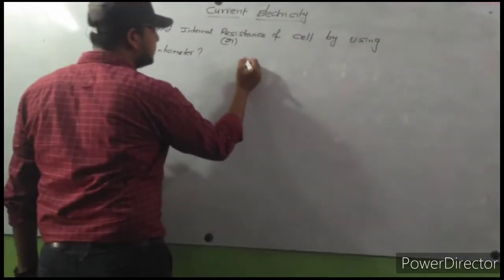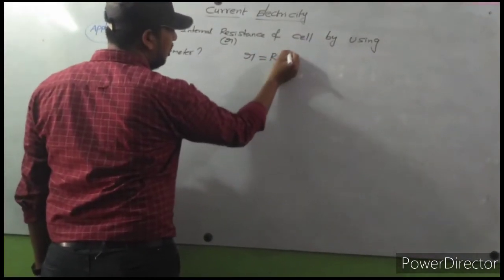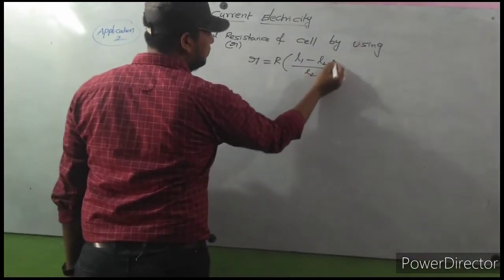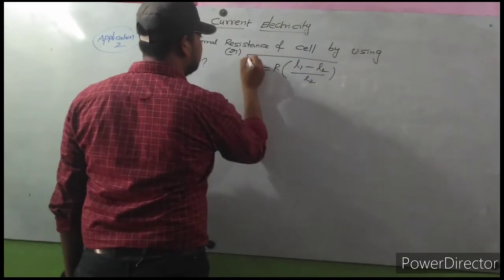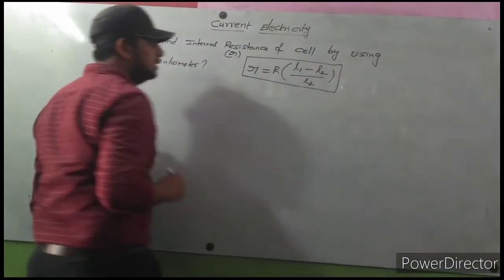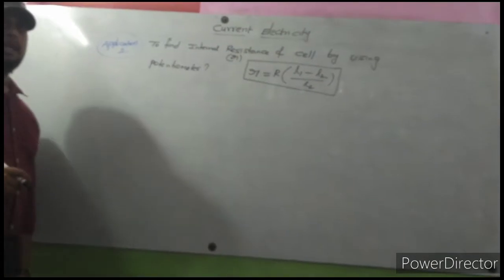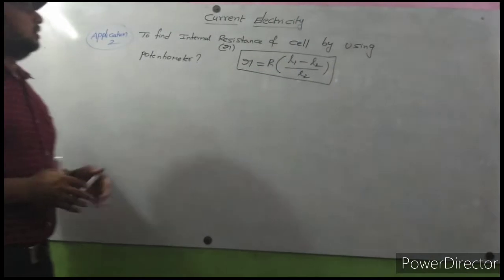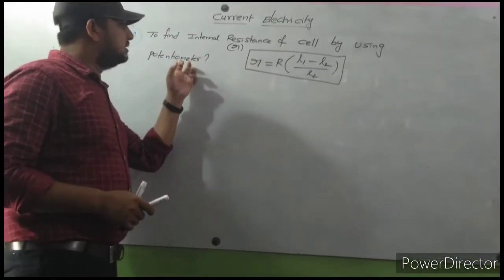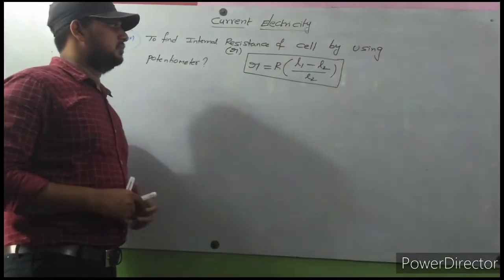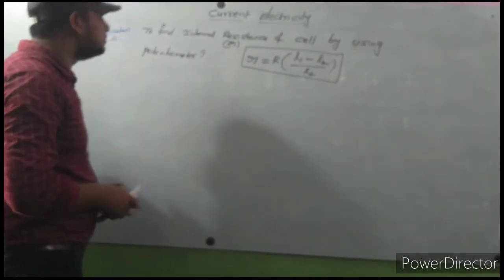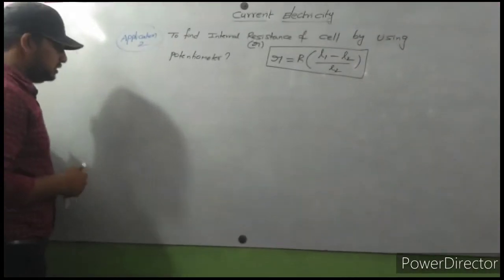Generally the internal resistance small r is equal to capital R into L1 minus L2 by L2. Like this we will get. First we will discuss this and derive this relation between small r and capital R. So observe carefully. First we will draw the diagram.